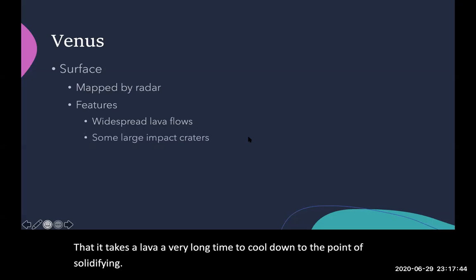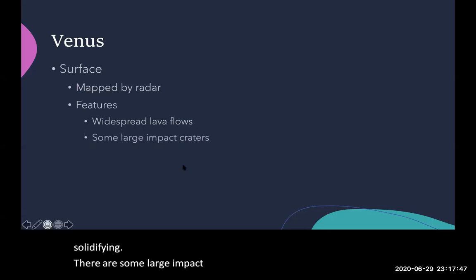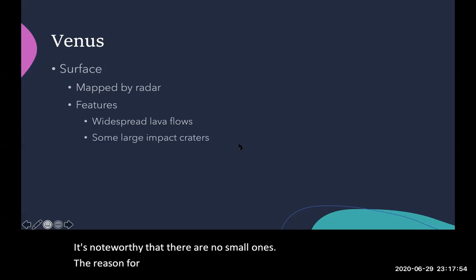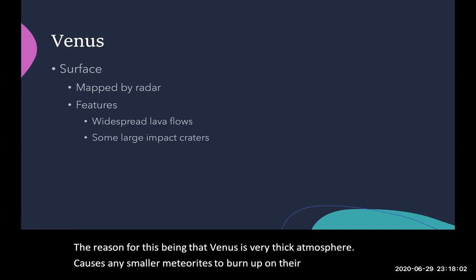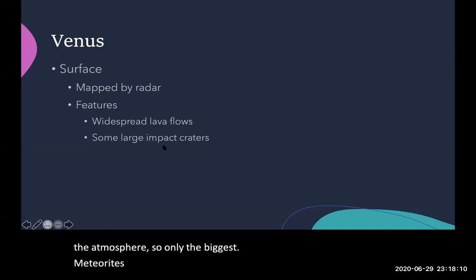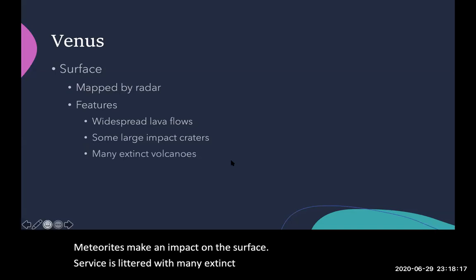There are some large impact craters on the surface of Venus. It's noteworthy that there are no small ones. The reason for this being that Venus's very thick atmosphere causes any smaller meteorites to burn up on their way into and through the atmosphere. So only the biggest meteorites make an impact on the surface. The surface is littered with many extinct volcanoes. It does not seem that they are active any longer.